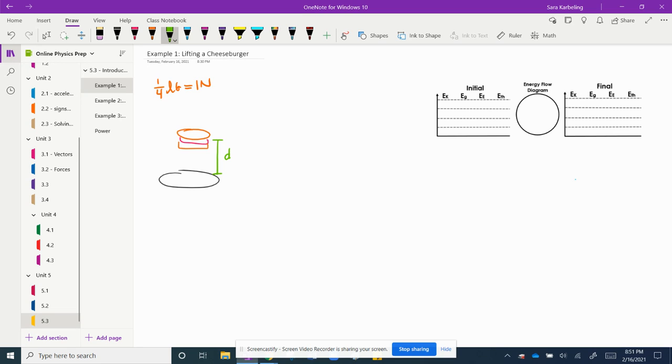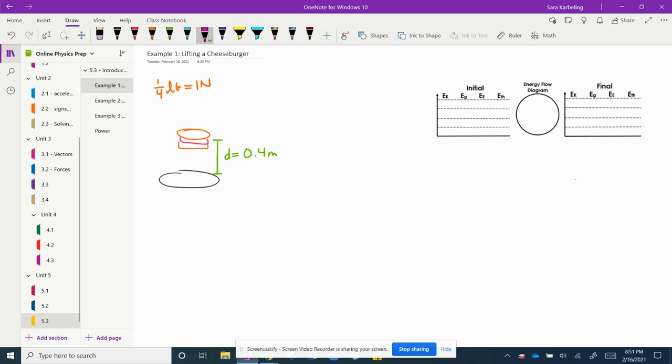And just for kicks, so that we can get some values in here, let's say that you lift it up, I don't know, maybe 40 centimeters. Depends on how tall you are, how tall the table is, all of those sorts of things. But we'll say 0.4 meters, okay?